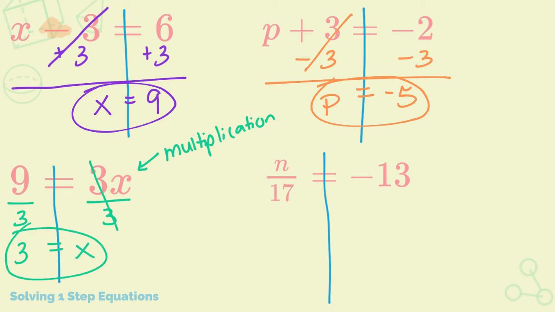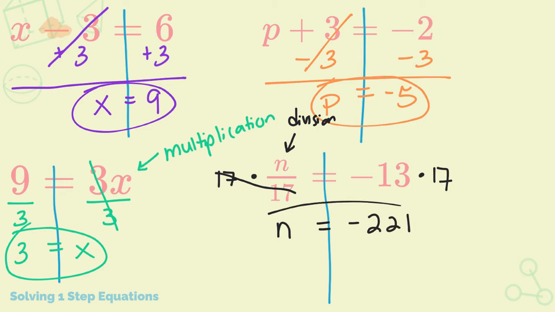Finally, with the last one, this is a fraction, and this is a way to show division. So in order to get the variable by itself, I'm going to multiply by the denominator, which is the bottom of that fraction. And that will then give me 1. So I'm left with n equals -221.